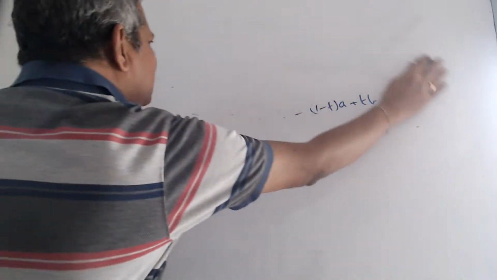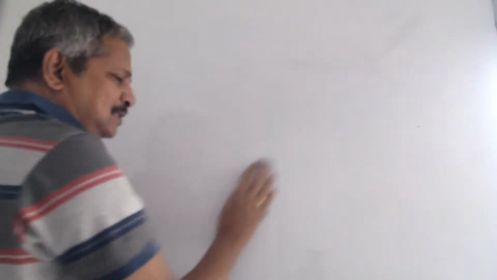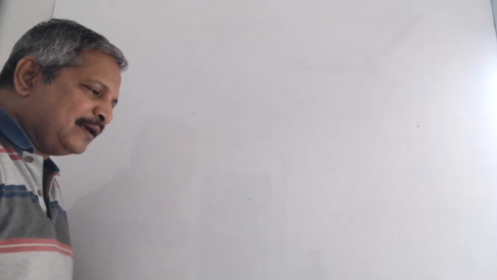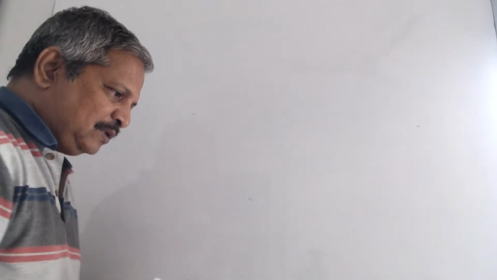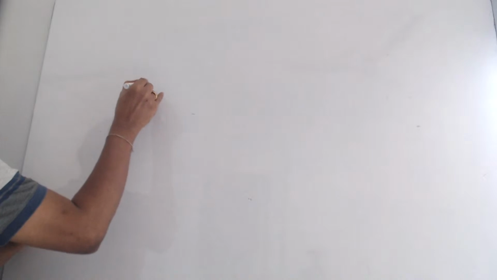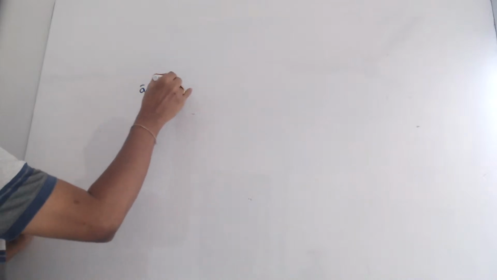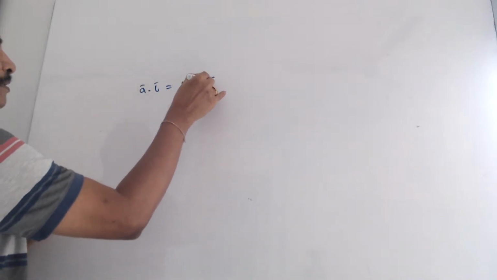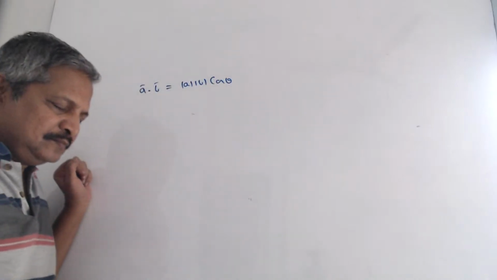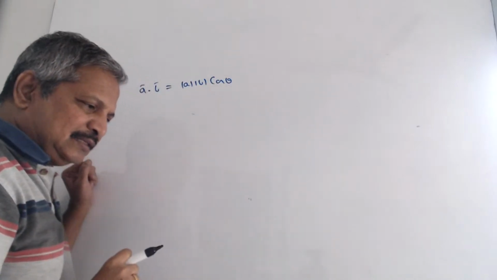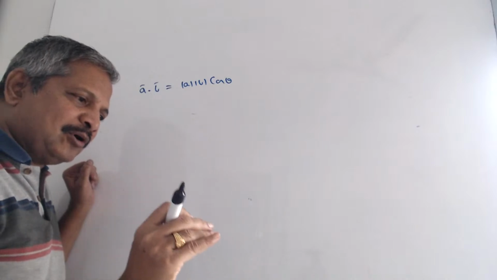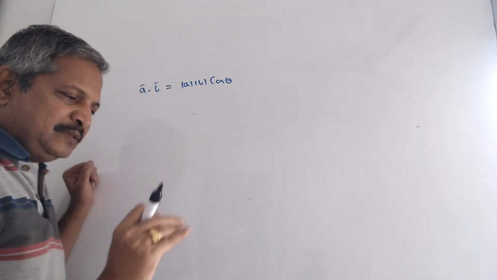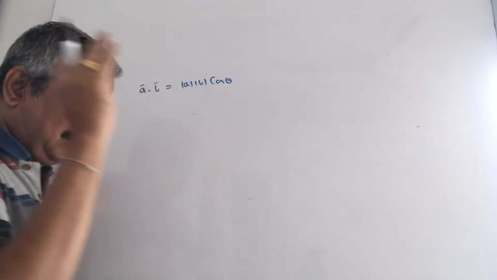Now, the next is, everyone knows in physics also, the dot product and the cross product. A bar and B bar are two vectors. Then A dot B is equal to mod A, mod B cos theta. This is called dot product or scalar product.